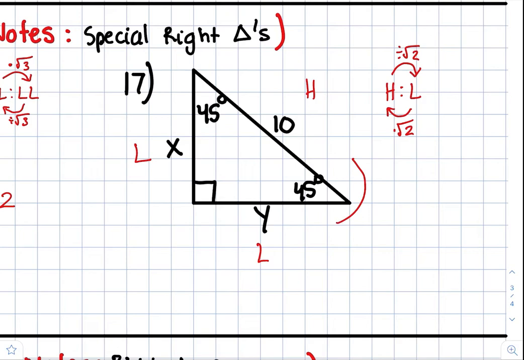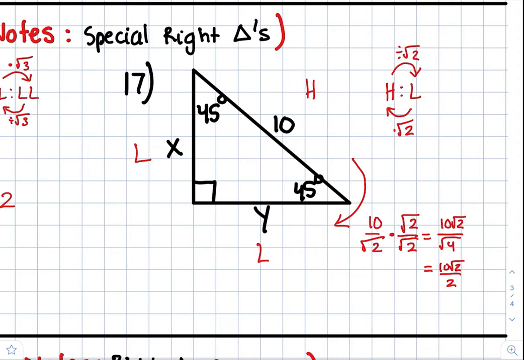So from hypotenuse to leg, you gotta divide by the square root of 2. But again, you cannot have a square root on the bottom, so to get rid of it, you gotta multiply top and bottom by that same square root. 10 times square root of 2 is just 10 rad 2. Square root of 2 times square root of 2 is square root of 4. But square root of 4 is just a perfect 2.